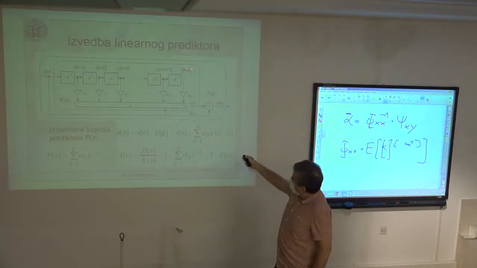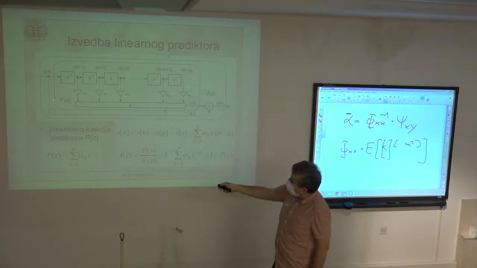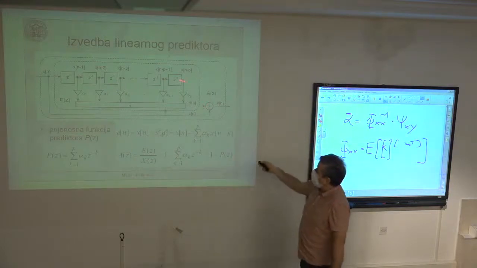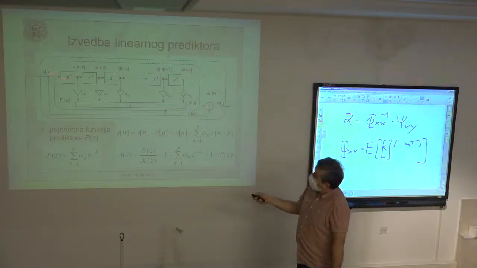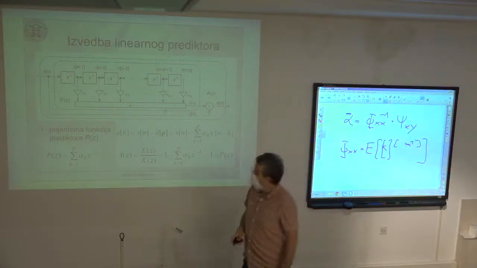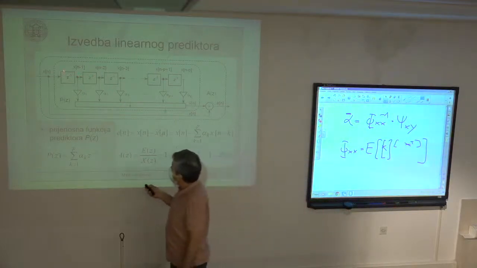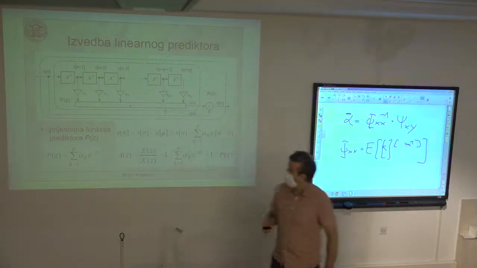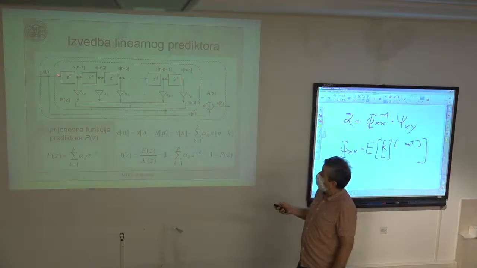The block scheme is shown here. So this inner dotted system is P of z. So this is the predictor. The upper branch is simply a sequence of delay elements. So this z to the power of minus 1 is a filter state, or delay element by one sample.